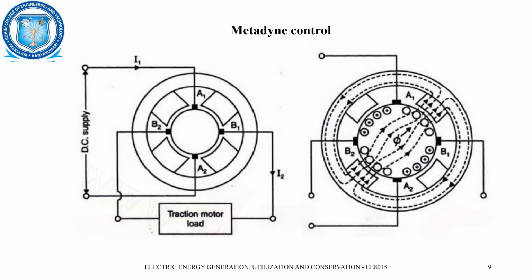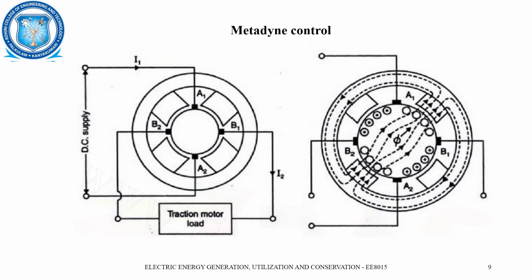And the next one is the Metadyne control. In Metadyne control, we have four poles in the stator, and in the rotor we have four brushes: A1, A2, B2 and B1. We are supplying the DC supply across the brushes A1 and A2, and we have connected the load across the brushes B1 and B2. Now when we apply the DC supply, the current will flow through the brushes A1, A2. In such a case, we can see how the flux is passing through.